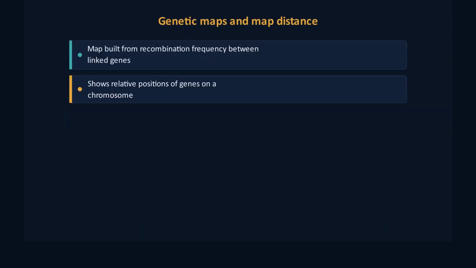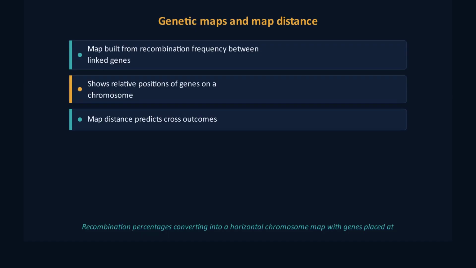If recombination frequency tracks distance, we can turn it into a ruler. That ruler is the genetic map. A genetic map is built by analyzing the frequency of recombination between linked genes, and it gives a visual representation of the relative positions of those genes along a chromosome. The key quantity is map distance, a measure of the distance between genes on a chromosome, calculated directly from recombination frequency. Map distance is more than a label.